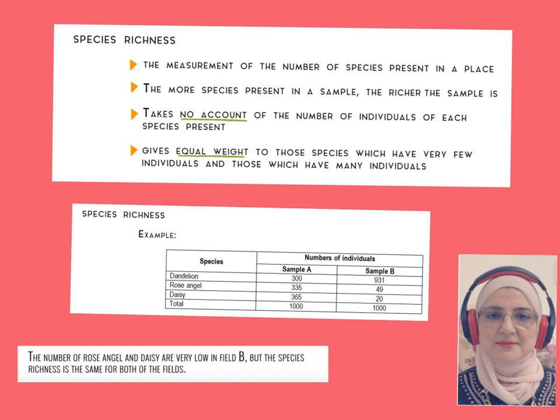Let's take an example. You have here the number of individuals of four different species in sample A and sample B. Consider sample A and sample B are two different habitats. Looking at the number of species, both of them have the same number of species. So by comparison between these two samples, we can say they have the same species richness, because both samples have the same number of species, regardless of the number of individuals of each species. Because looking carefully here, you can see that rose angel has very high individuals in sample A and very few in sample B. Species richness does not take the individual number of each species into account.